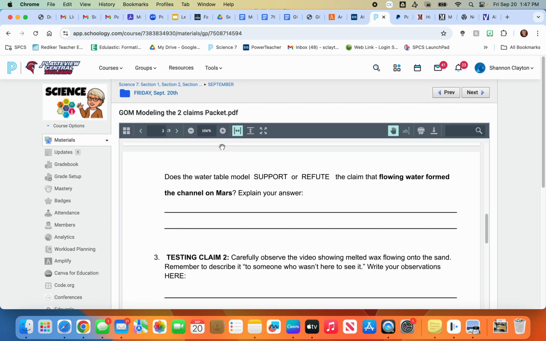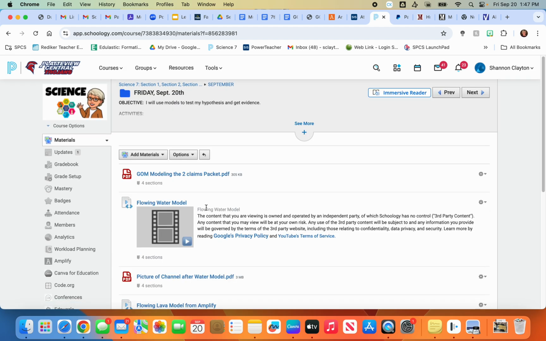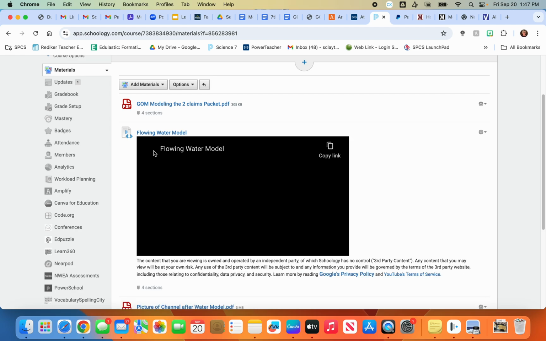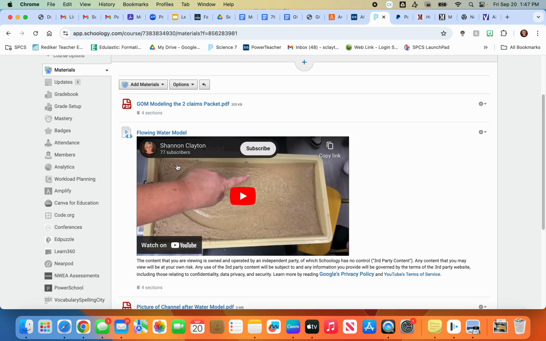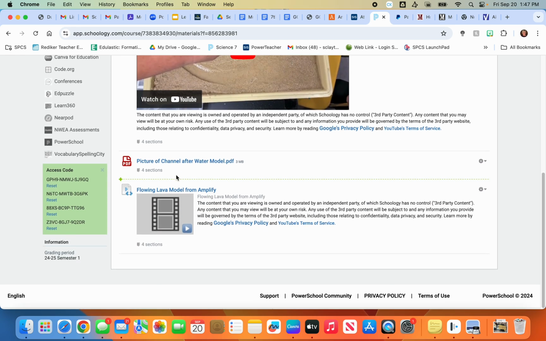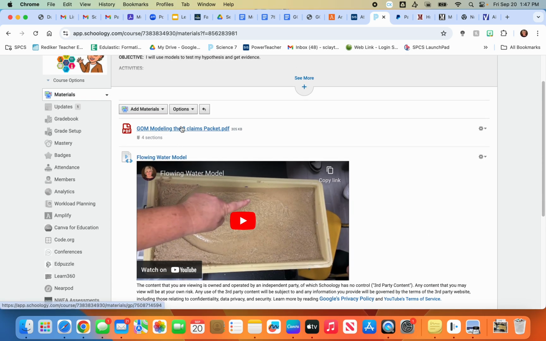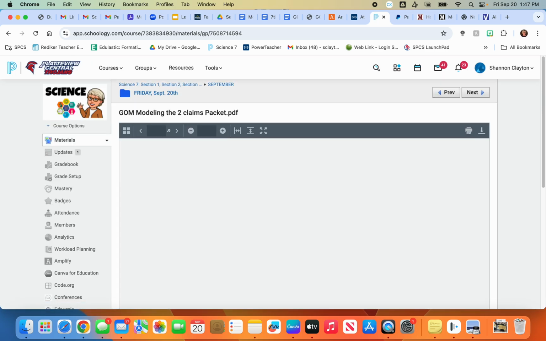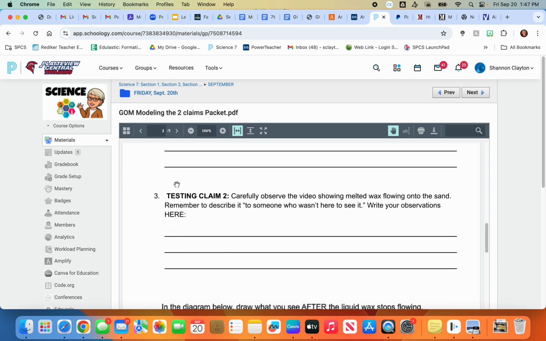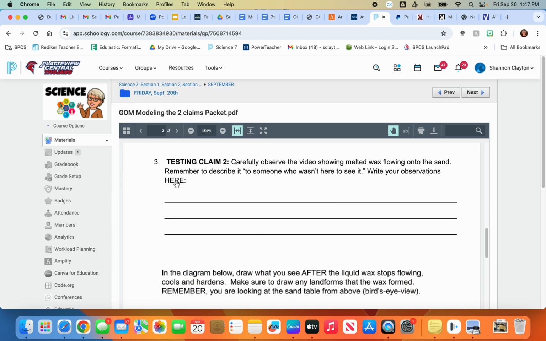Okay? I'm going to get out of this really quickly, and I'm going to show you right here. This is the flowing water model. Okay? Watch that. And then this is a picture of the channel after the water model. So you're going to use that to draw out what you see in that diagram that's on the bottom of the first page. Okay? Then, when you're finished with that, you're going to move on to the second part of the packet, and that is right here, testing claim number 3, or gosh, why did I say 3?